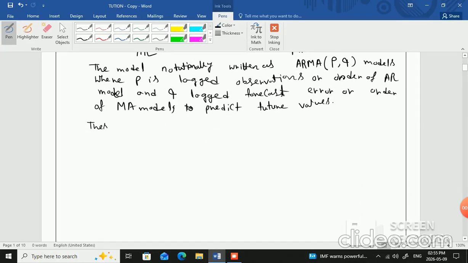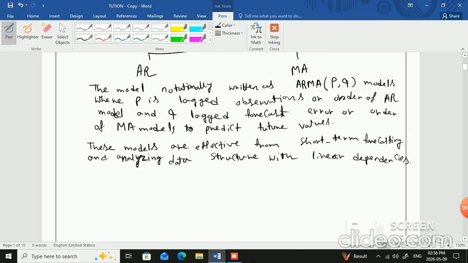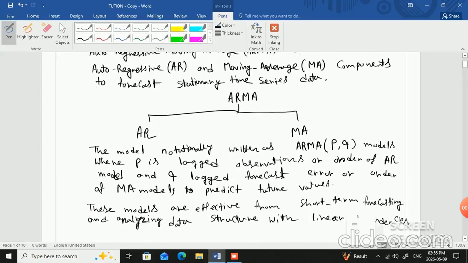These models are effective for short-term forecasting and analyzing data structure with linear dependencies. This is the description of the autoregressive model. If the question is to describe the autoregressive model, then we write this.